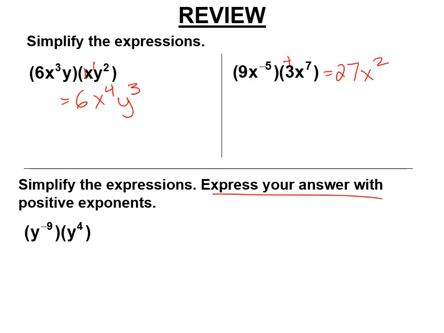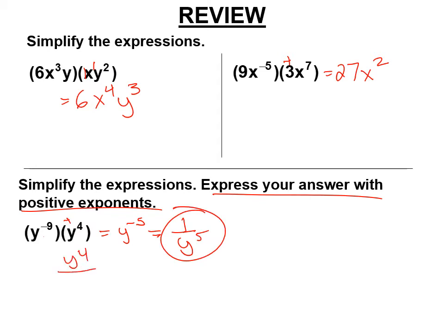So we express your answer with positive exponents, all right? So y to the negative ninth times y to the fourth, you add the exponents and you get y to the negative fifth, but you're not allowed to leave it that way. You're going to flip it and make it 1 over y to the fifth. That's one way to get there. Most people like that way. Otherwise, you write y to the fourth, and then you flip this down here, y to the ninth. You cancel those, and you still get the same answer, 1 over y to the fifth.